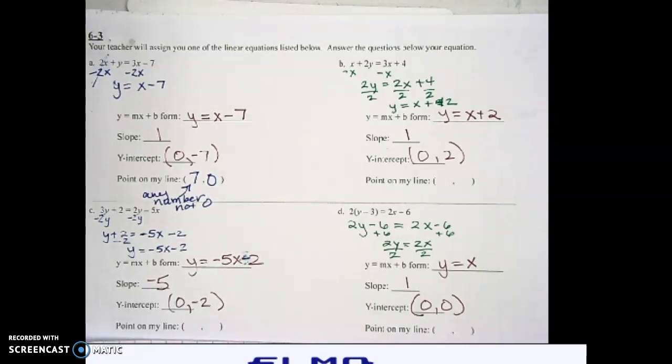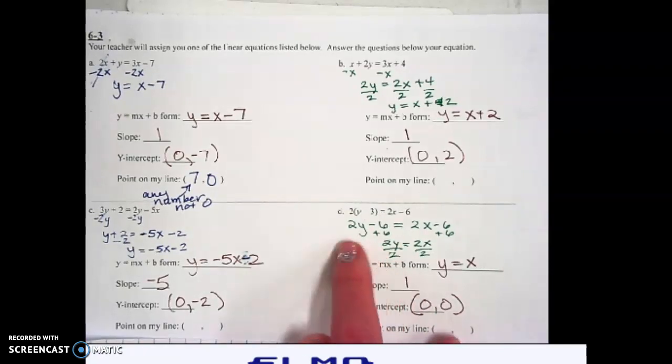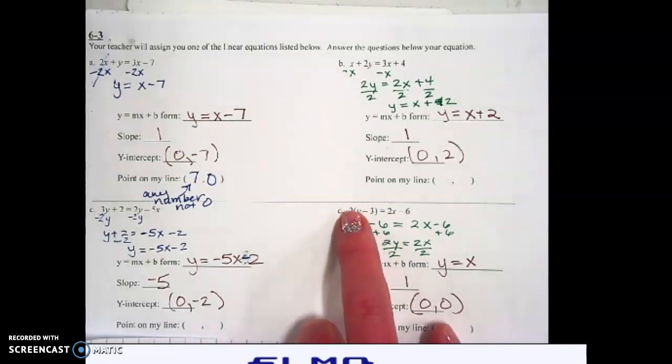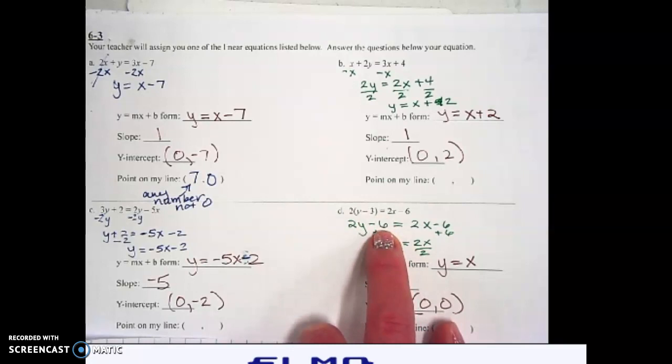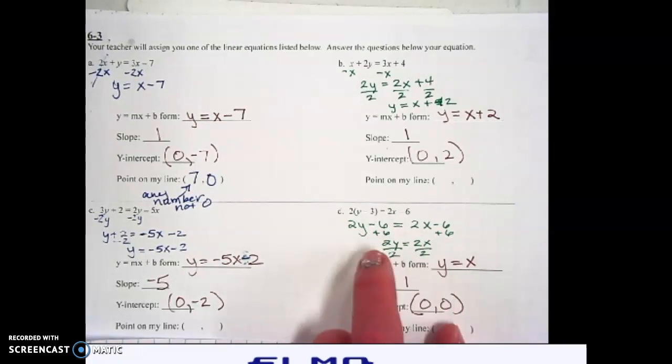Now let's do part D. For D, you have to distribute first. Why? Because there's parentheses, right? So 2 times y is 2y. 2 times -3 is -6. And then to get the y by itself, we're going to add 6 to both sides. So +6, +6.